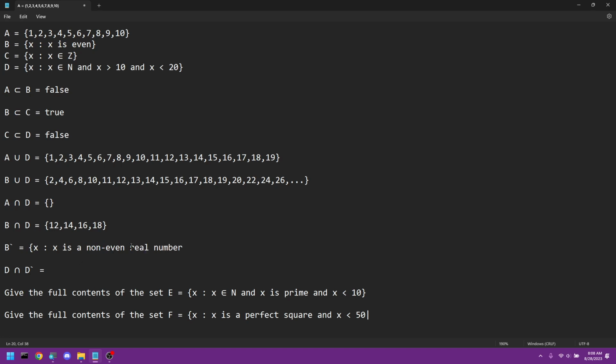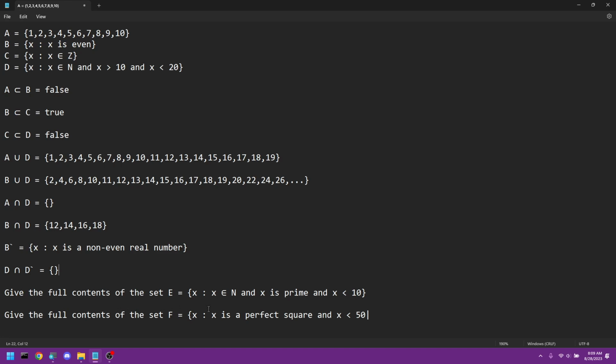You could just write it like this. It's not entirely kosher, but as long as you show that you understand how to get a fully factual complement, it's okay for me. So if B is even, its complement is all non-even real numbers. So, D and D's complement as an intersection. Again, these are mutually exclusive, so this is going to be the null set. You can write your null symbol, you can do empty braces. It's up to you.